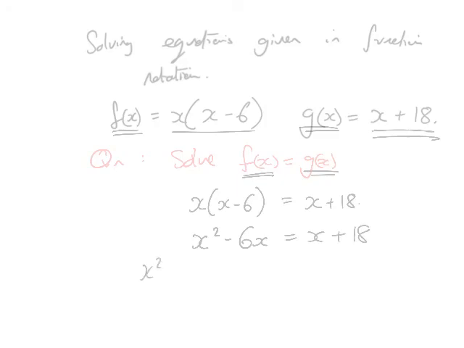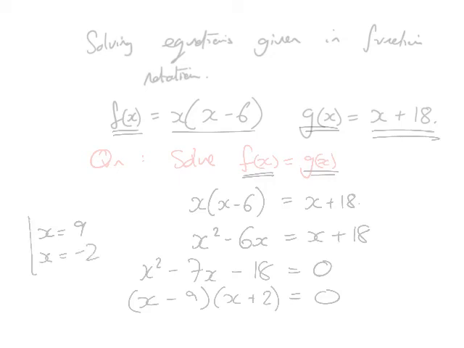You're expanding brackets, you're moving things to one side, you may be factorising if it's a quadratic to find your two solutions, but you could use other methods as well. In fact, in this case, x minus 9 and x plus 2 are the two factors which give us x equals minus 2 and 9 as our two solutions. They're not roots, they're solutions. They are not roots of either g or f.